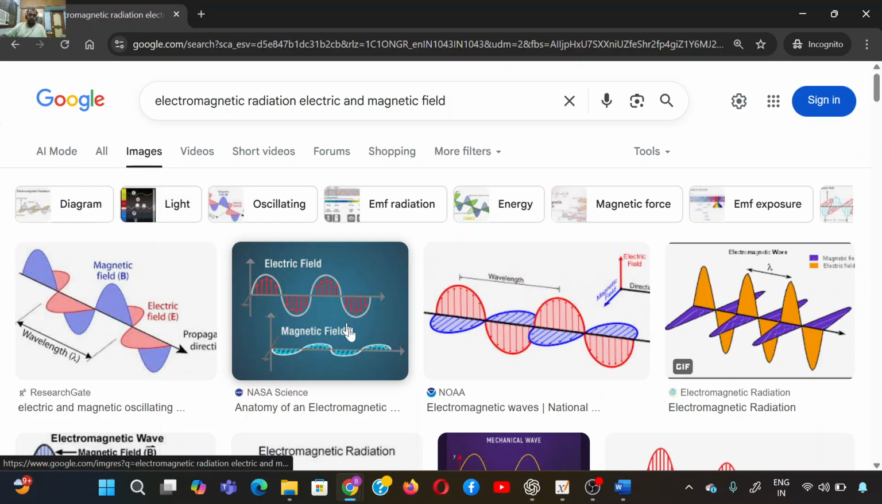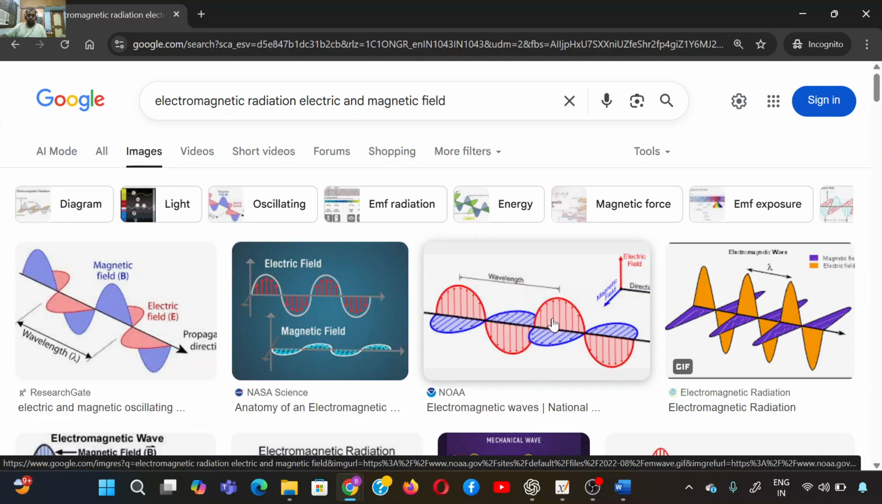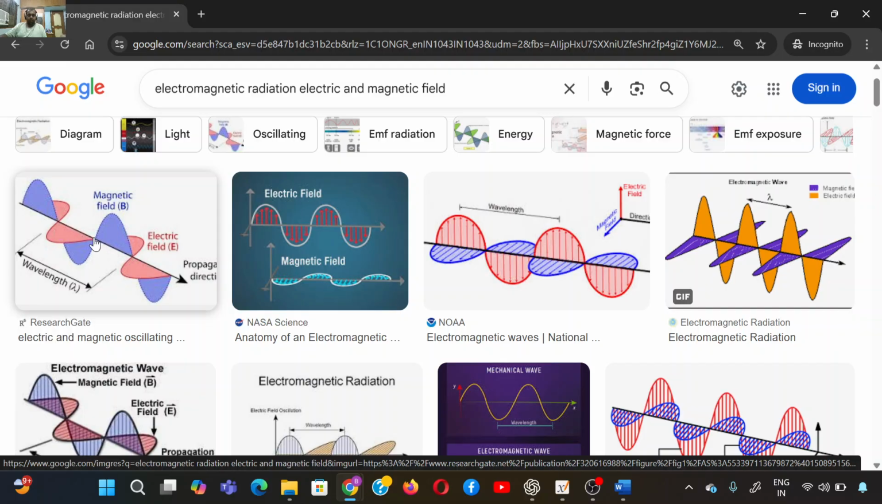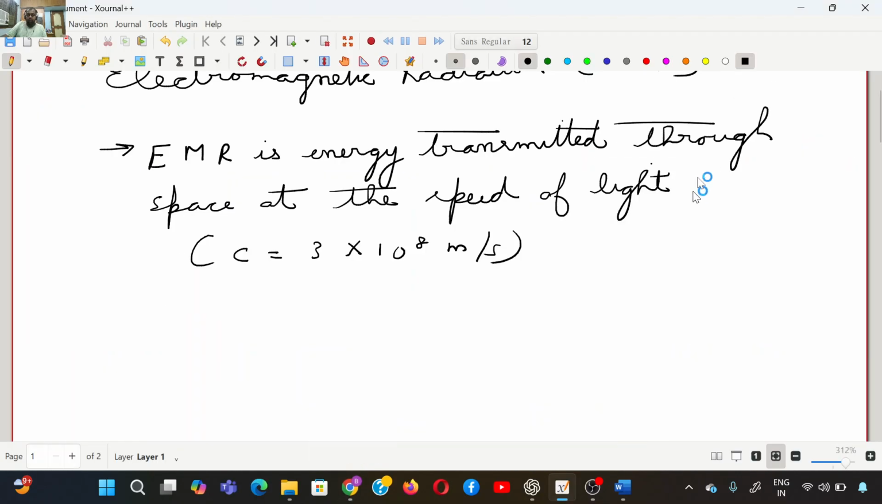Okay, so this is electromagnetic radiation. See any of the pictures here. If the wave propagation happens in this direction, it is perpendicular to the magnetic field as well as the electric field. So the electric field and magnetic field are perpendicular to each other, and both are also perpendicular to the wave propagation direction. So that is how it goes. So electromagnetic radiation has two perpendicular components.